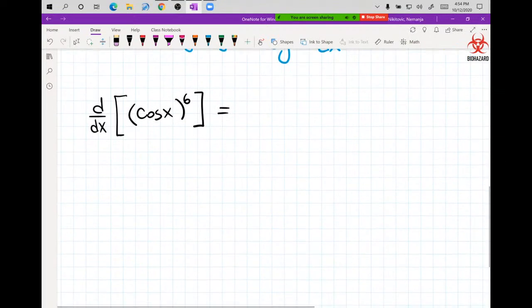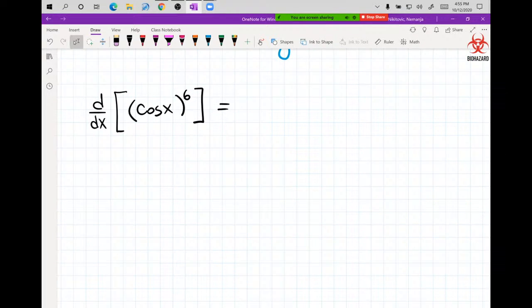Now, what are my functions here? Well, what I call the outer function and then the inner function, right? The inner function is plugged into the outer function, which is the first function that you meet when you look at the problem.